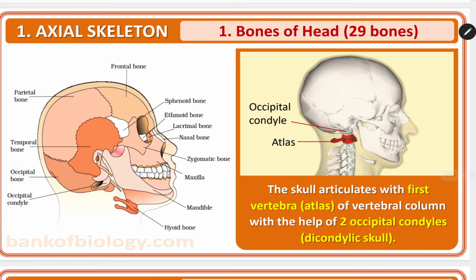Next, the skull articulates with the first vertebra, atlas, of the vertebral column with the help of 2 occipital condyles, or dicondylic skull. Here the atlas is the first bone of our vertebral column, and the skull articulates with the atlas through this one. It is called the occipital condyle.